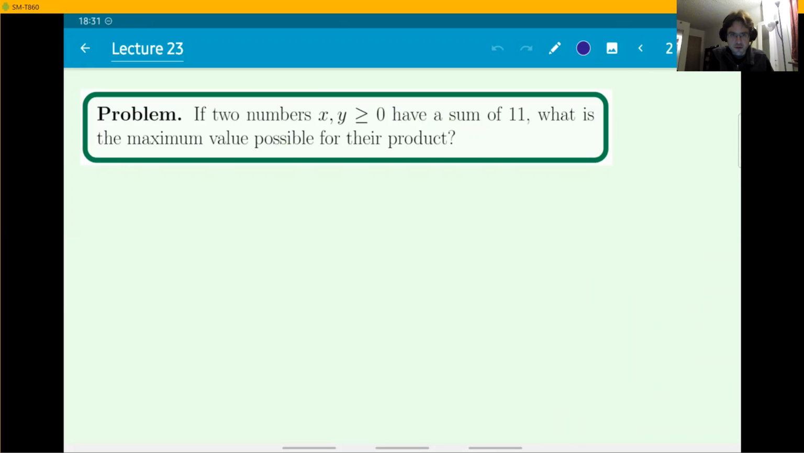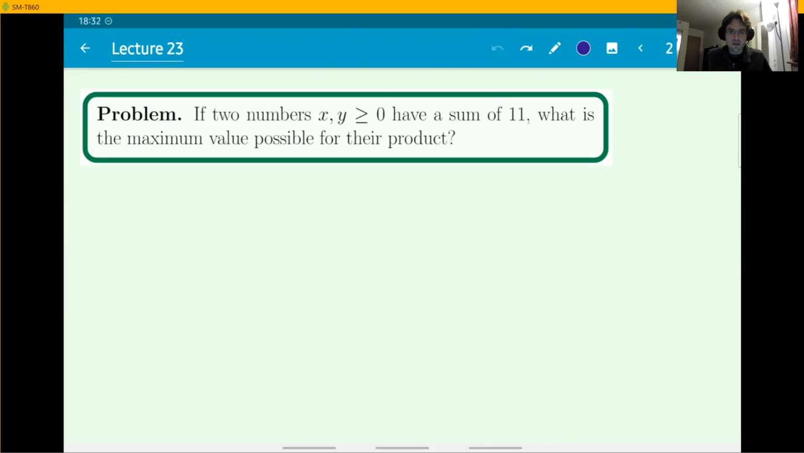I'm going to start with two very similar examples showcasing what it looks like and then have some more word problem examples. So in this one, if two numbers x and y larger than or equal to 0 have a sum of 11, what is the maximum value possible for their product? I specifically chose an odd number here, 11, just to clear out any confusion: these numbers do not have to be integers. They are not going to be integers because this is odd, but we'll see that happening.